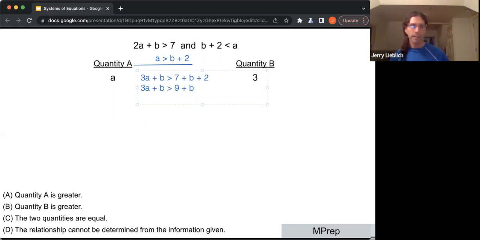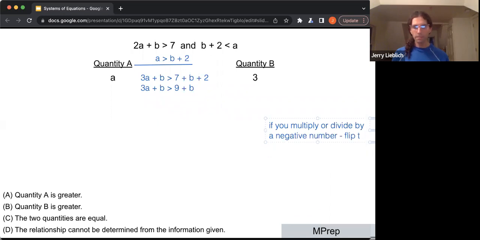And somebody was asking me about this in the chat, about clarifying what I meant by don't subtract. This kind of move is totally okay. I can always add or subtract anything from both sides. I can even multiply both sides by the same thing. When I'm just solving an inequality, really anything goes. Just keep in mind, if you multiply or divide by a negative number, you have to flip the inequality sign.